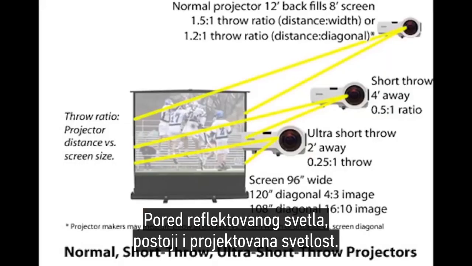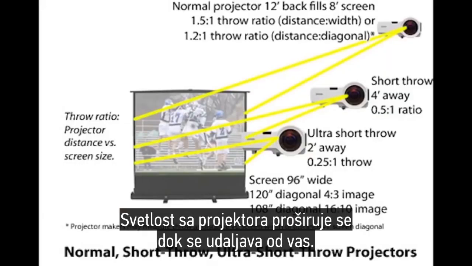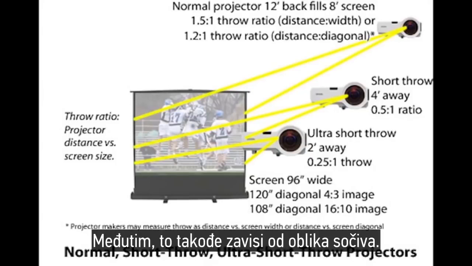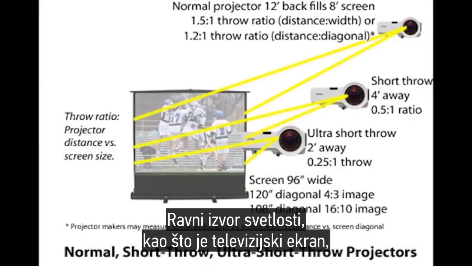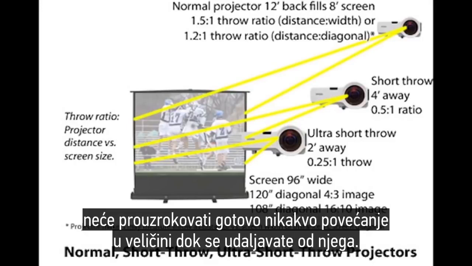In addition to reflected light, there is projected light. Light from a projector expands as it moves away from you. However, this also depends on the shape of the lens. A flat light source like a television screen would cause almost no increase in size as you move away from it.